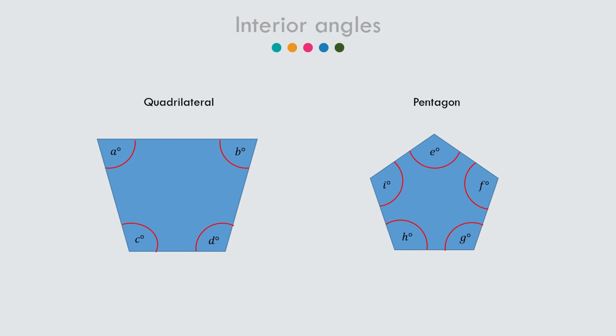All the angles that you see here are called interior angles because they're on the inside of the shape. You can see that in the quadrilateral the angles are not the same size. However, in the pentagon the interior angles are all the same because the shape is regular.